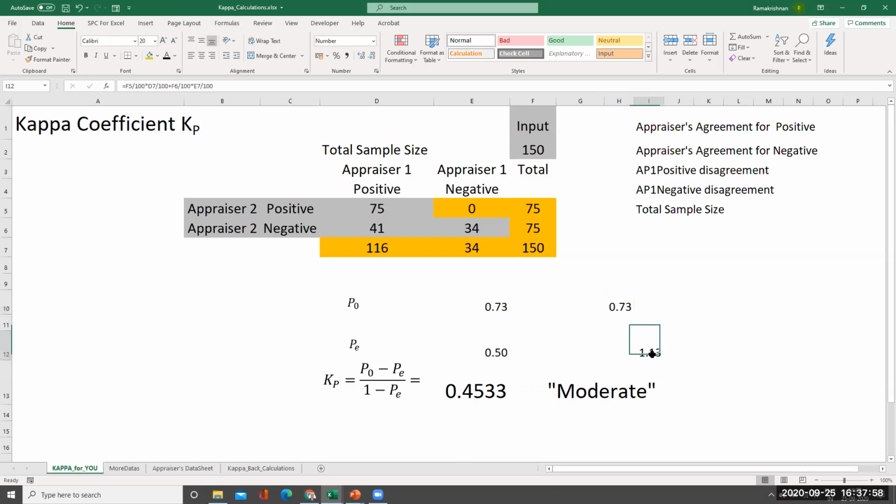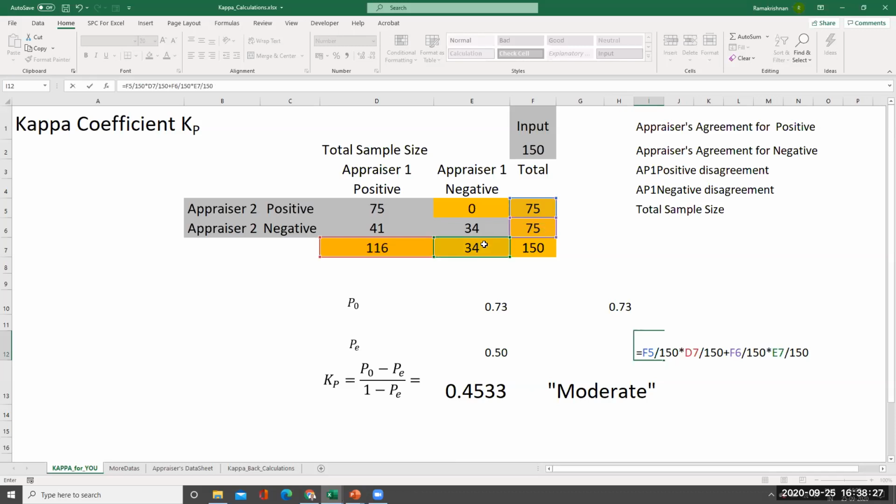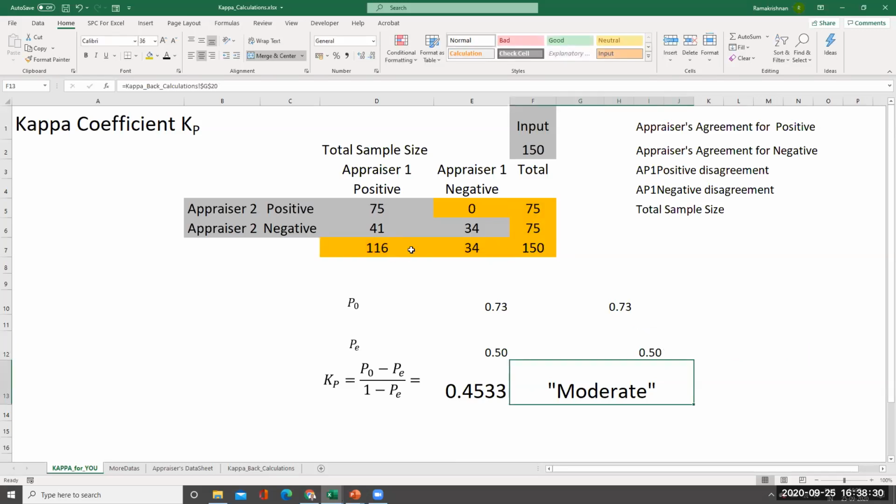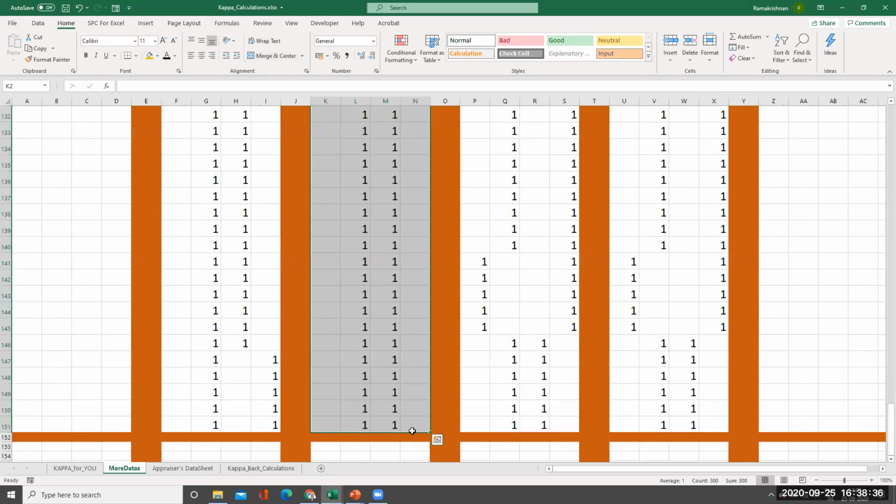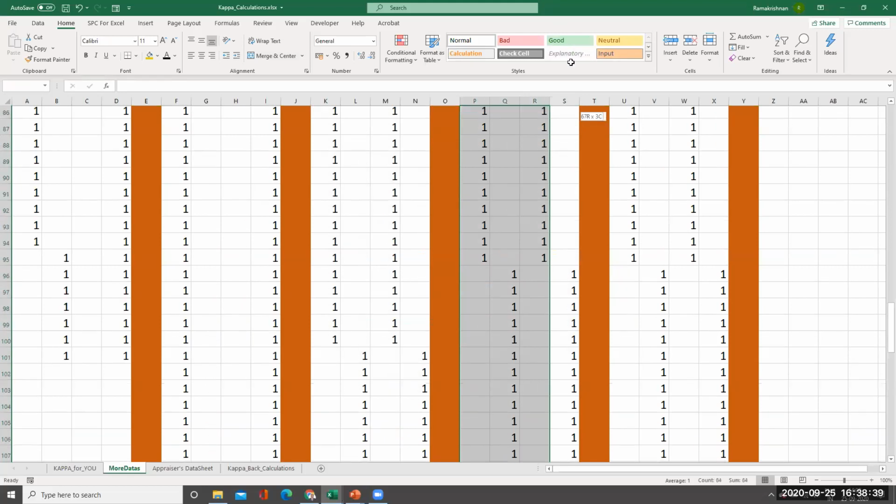Similarly, here also you can get PE equal to 75 by 150 times 116 by 150, plus 75 by 150 times 34 by 150, get it? 0.50, right? Therefore, you can simply apply this formula and get it. Now we will go to the last thing. Two more are there. We will go there and see this.